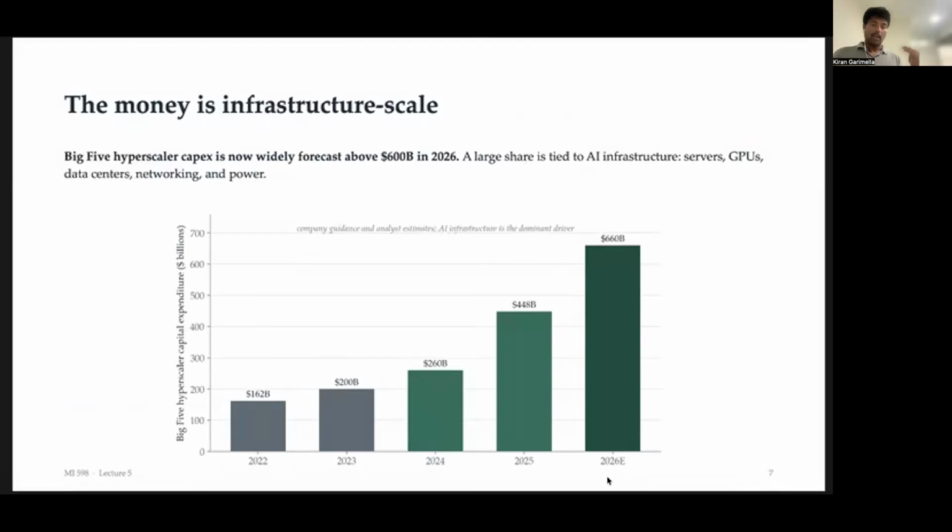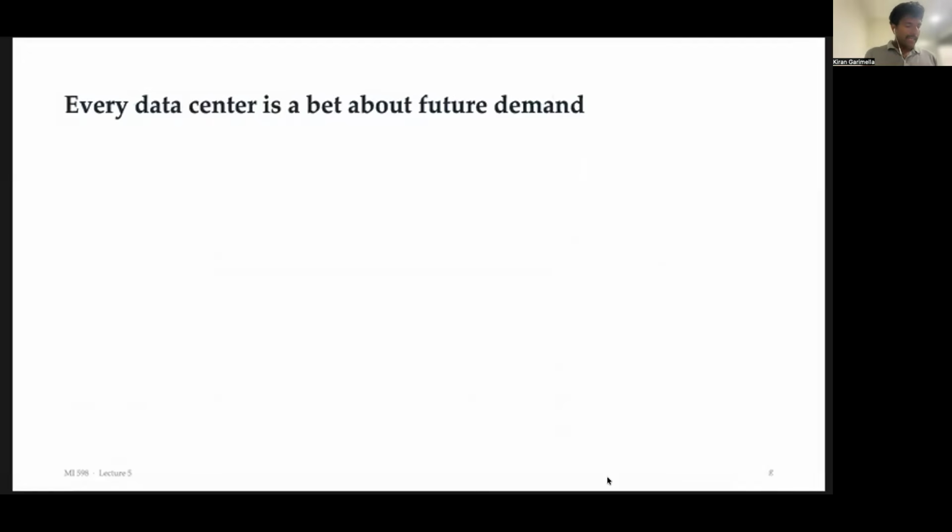So it already started in 2022 with 162 billion, but now in 2026 the estimated spend is around 600 billion. Again, if you add these up, from 2022 to 2026 itself, it's close to $1 trillion of money spent on this. And a lot of these are a bet on future demand, right? This is where this sort of discussion of bubble or revolution really comes into play.